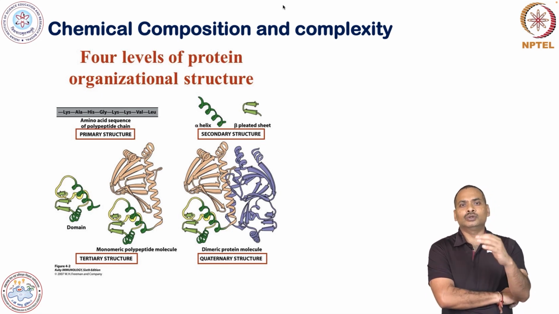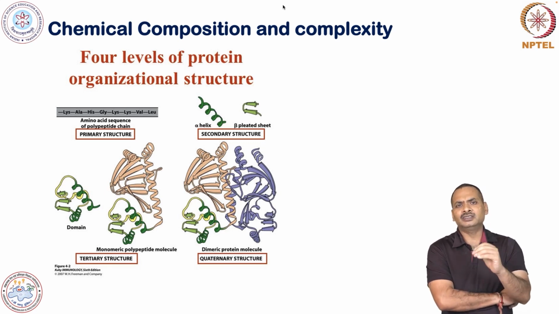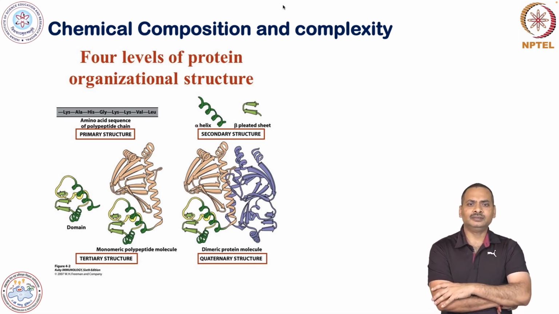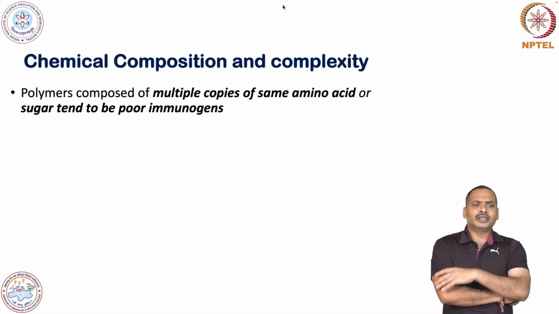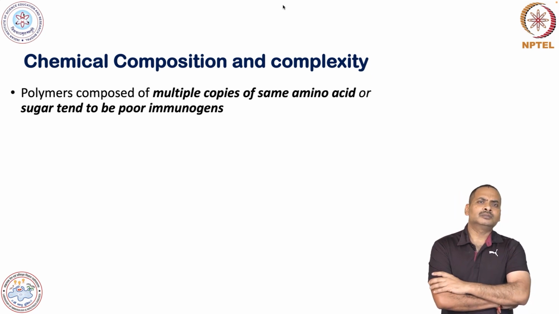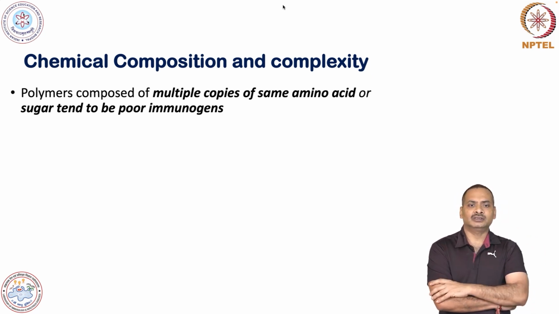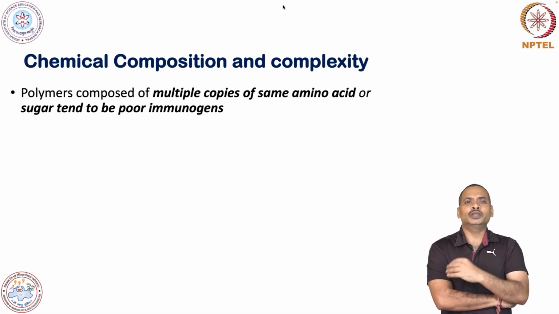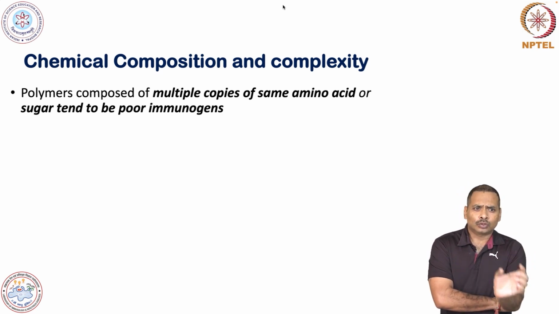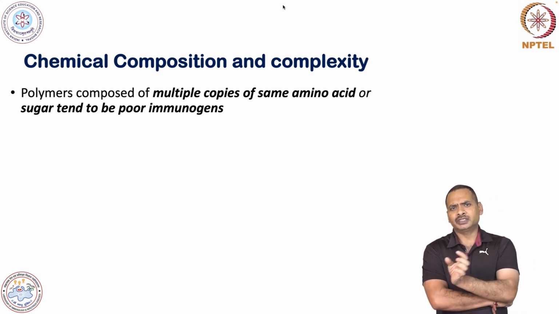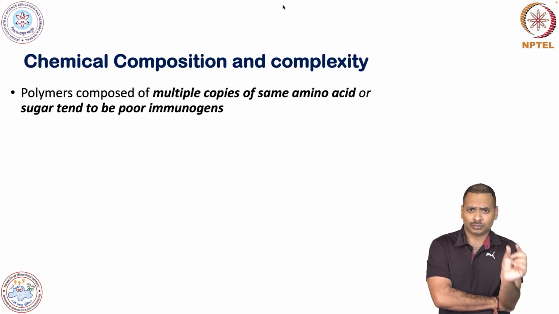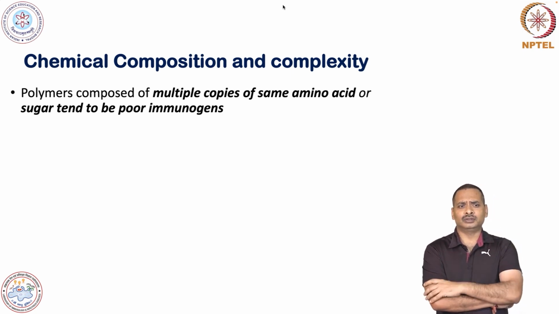So if the protein molecule or the immunogen or antigen has this complex structure, then it will be very immunogenic. I can justify this by a simple statement. If you make a polymer of the same amino acid, then it will be a very poor immunogen. A copolymer of the same basic unit will be not at all immunogenic or almost non-immunogenic, either it is an amino acid or a sugar molecule.